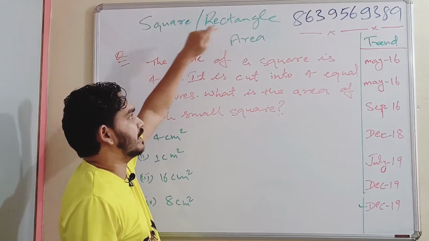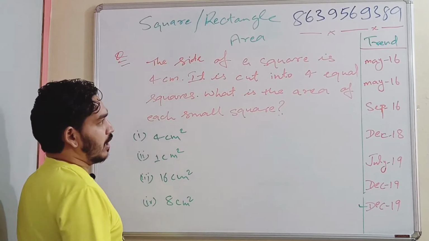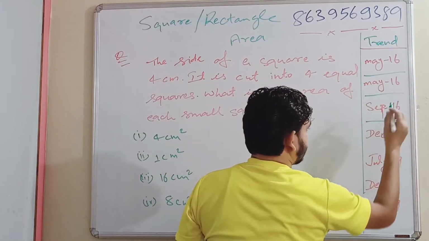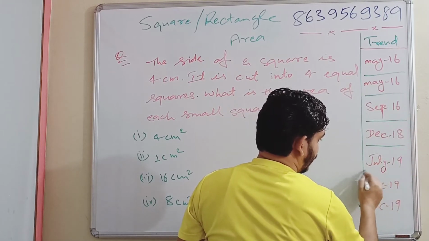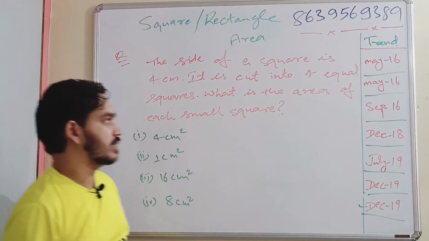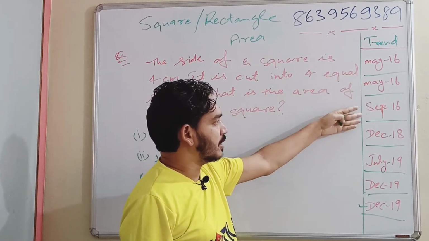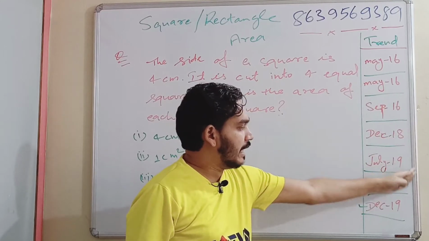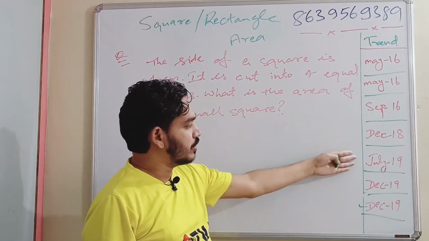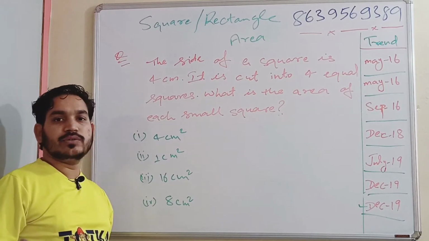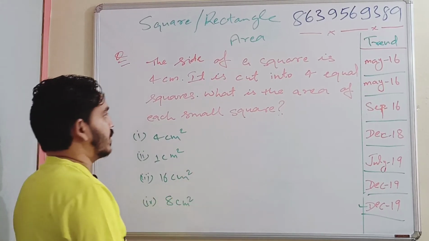Area based questions. The trend goes like this: you can see May 16, May 16, September 16, December 18, July 19, December 19. Every year almost one or two questions are asked. May 2 questions, September 16 3 questions, 18 1 question, 19 3 questions, 19 meaning July and December. So the trend is that at least one or two questions are asked from this topic.